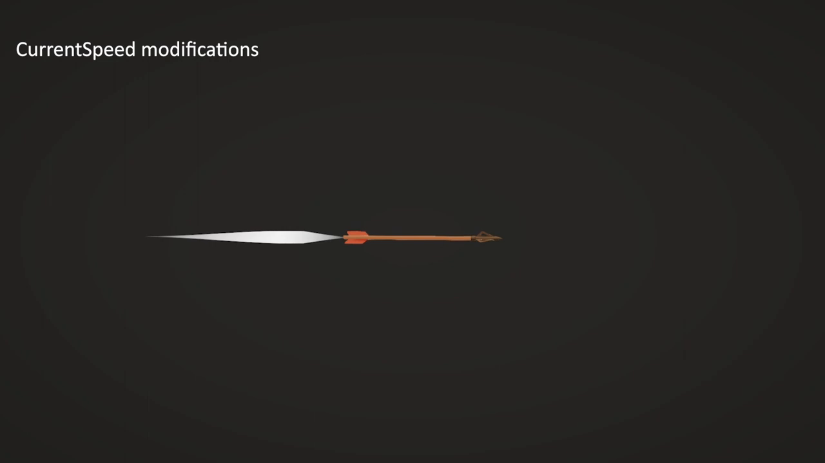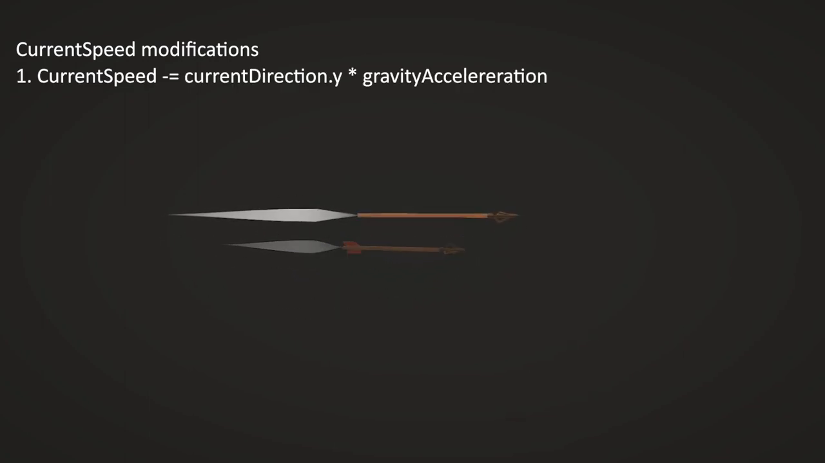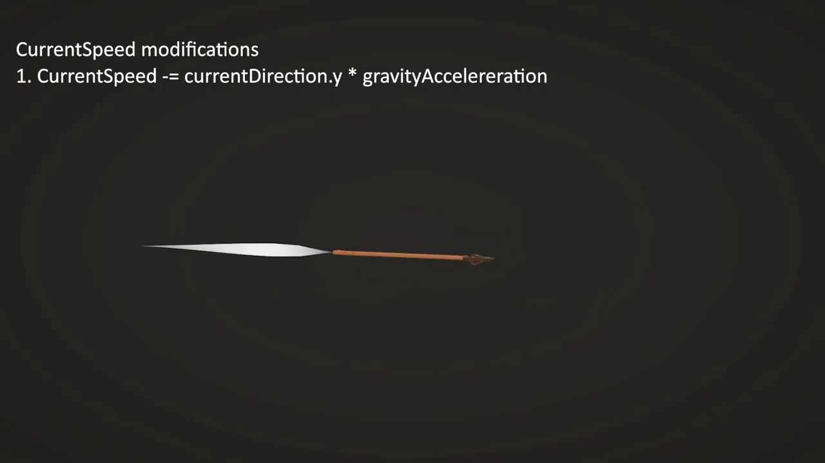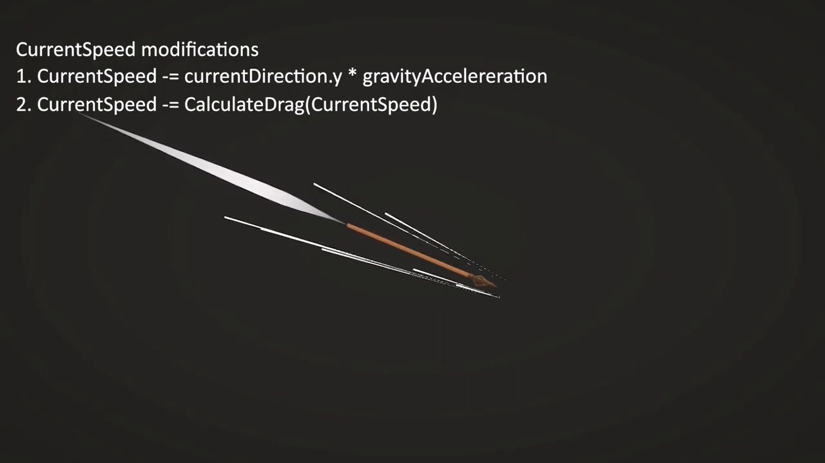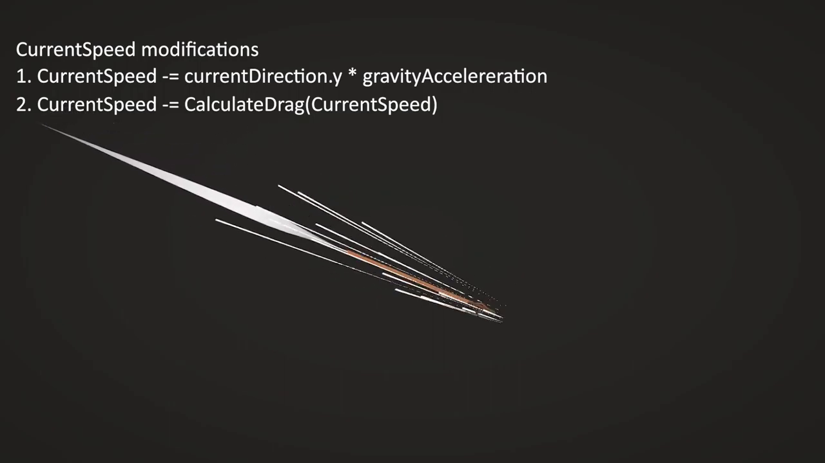The current speed gets modified twice. First, the script subtracts this formula. This causes the arrow to accelerate while going downwards and slow down when going upwards. After that, drag gets applied, which just subtracts a value that comes from a graph based on speed.